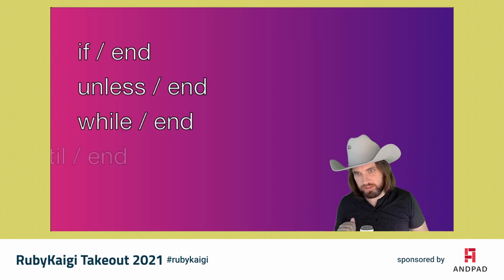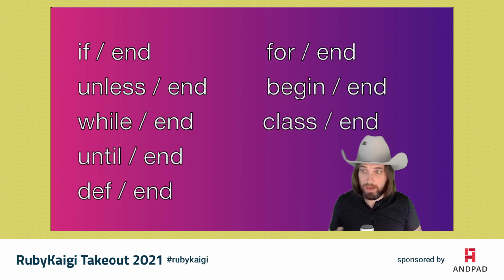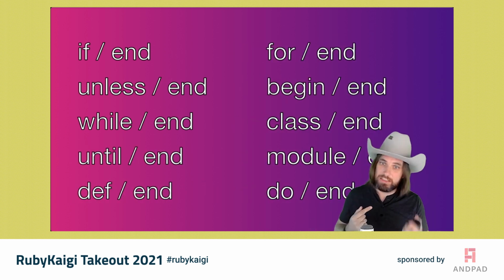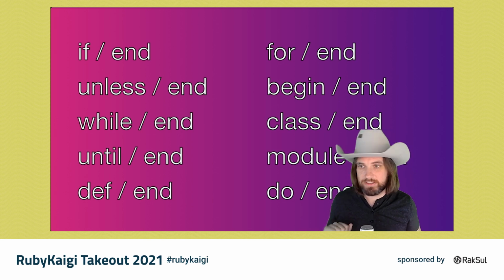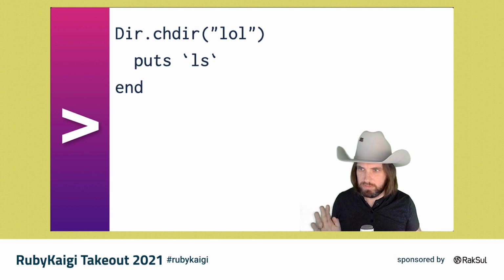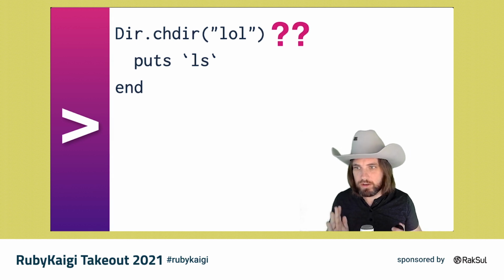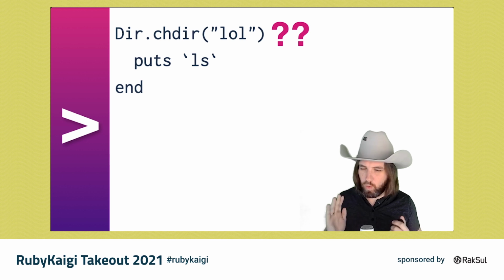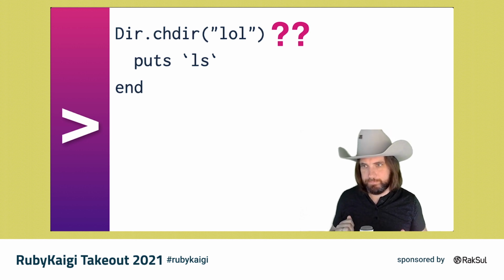Here's a list of keywords that can trigger a required end. If you have an end statement that doesn't match a valid keyword, then it's going to trigger a syntax error. Okay, what's wrong with this source code? It's missing a do, but Ruby doesn't know that. Ruby only knows that it's got an extra end. Why doesn't Ruby know about that missing do?